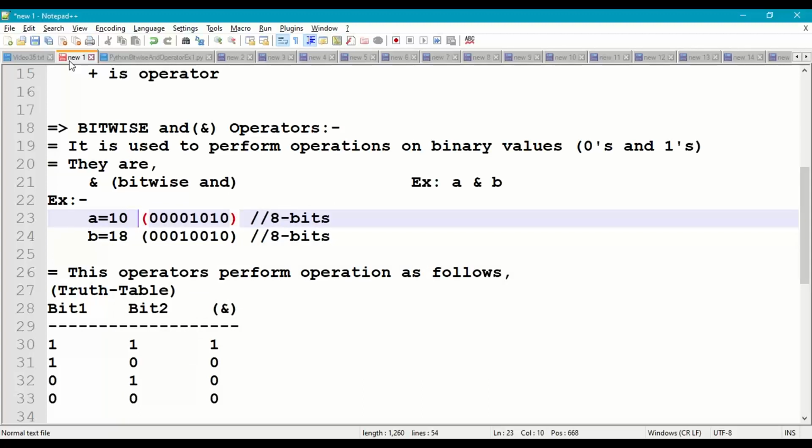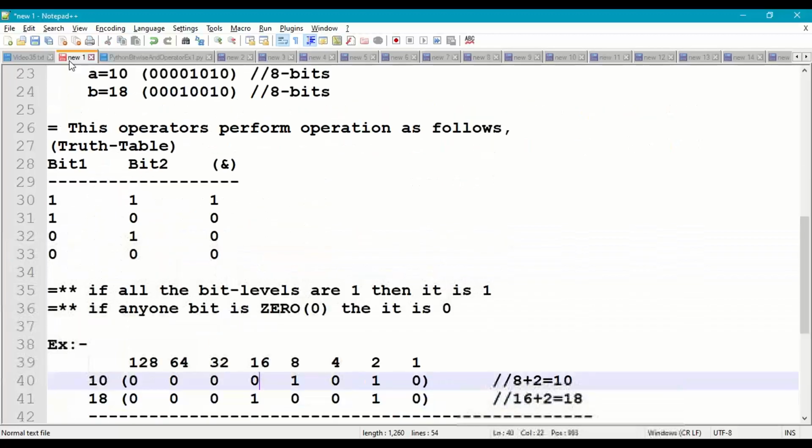The equivalent binary value of 10 is 00001010, which is the 8-bit representation of 10. Similarly for 18, it is 00010010, the 8-bit representation of B.